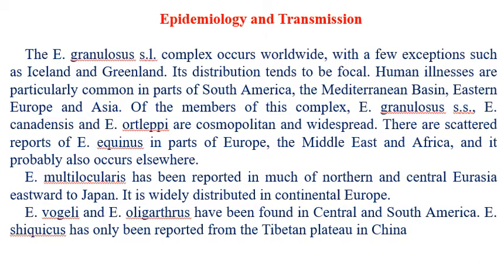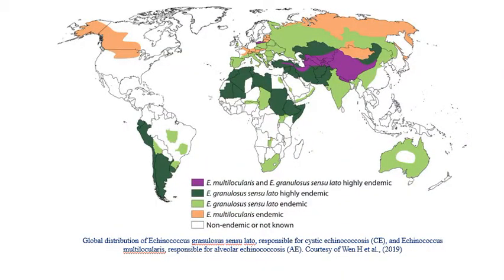Echinococcus shiquicus has only been reported from the Tibetan plateau in China. A number of herbivorous and omnivorous animals act as intermediate hosts of Echinococcus, and carnivores act as definitive hosts.